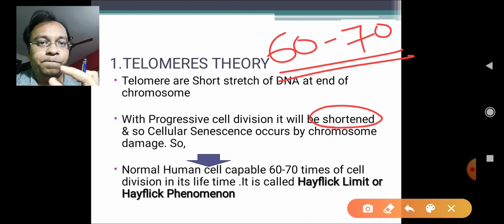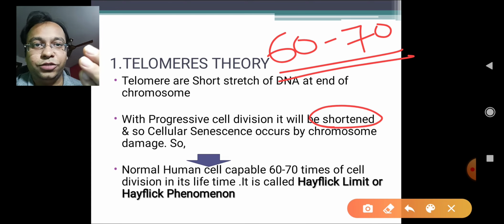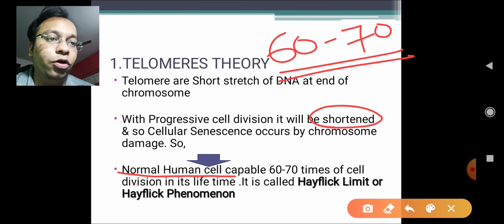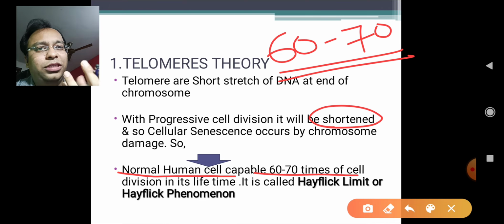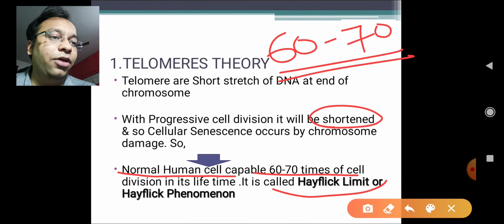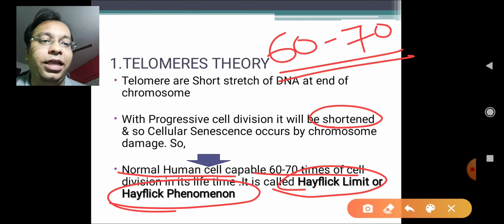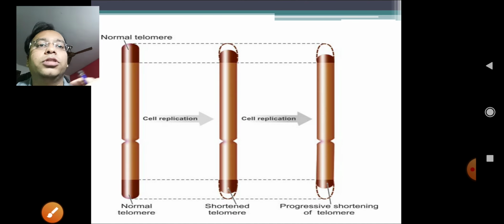And this limited capability of division, I have explained that a normal human cell can divide only up to 60 to 70 times, right? So this limiting capacity is known by the name Hayflick limit or Hayflick phenomenon. So that is about the telomere theory.